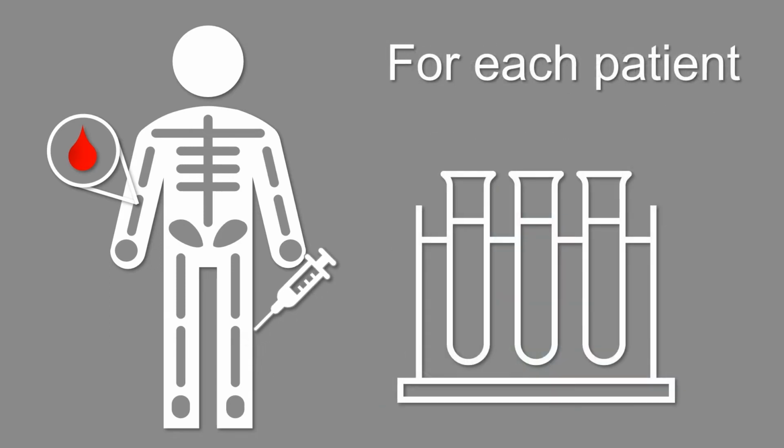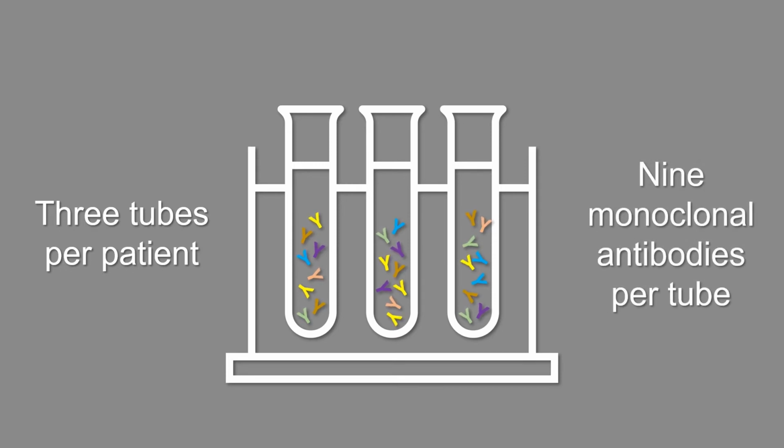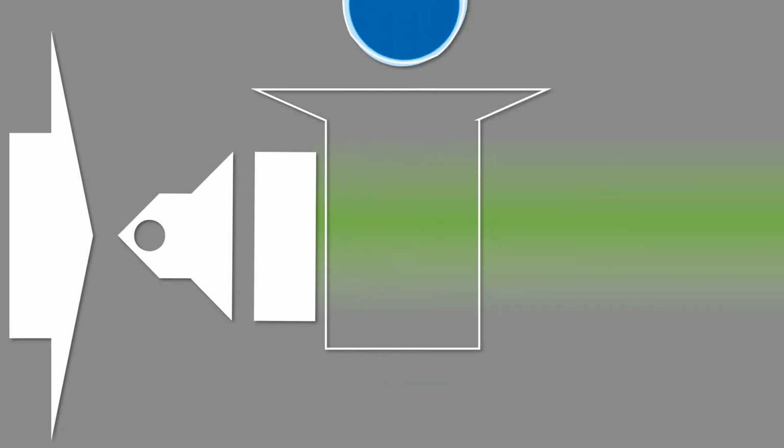For each of the patients, up to 3 tubes of samples were acquired. To each of these tubes, 9 monoclonal antibodies are added. This is then passed through a flow cytometer to acquire the data. So in our dataset, 3 tubes are measured and in total 28 unique markers are measured.